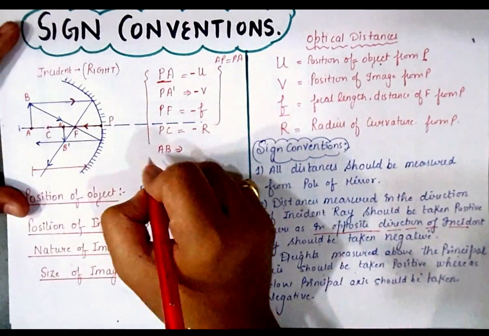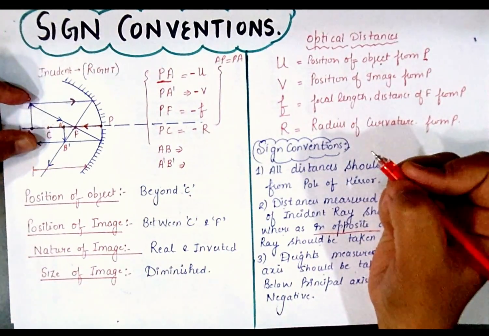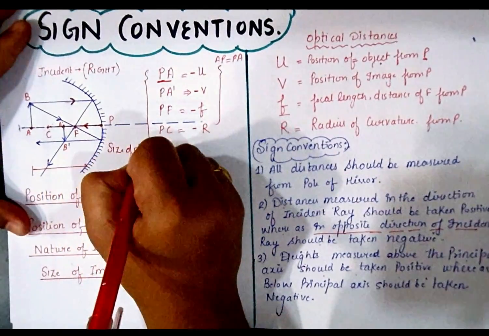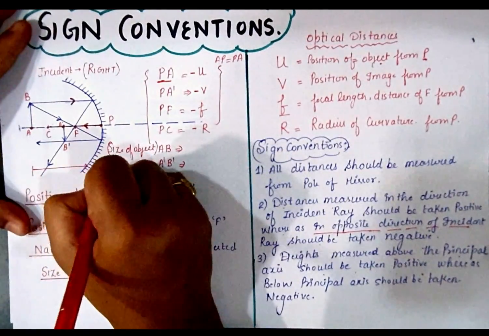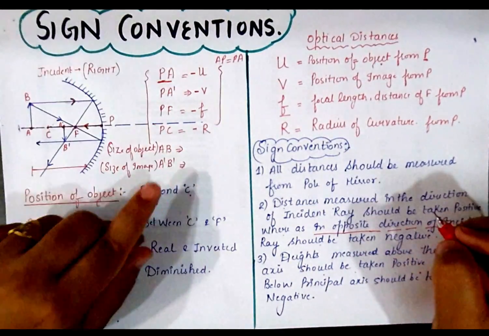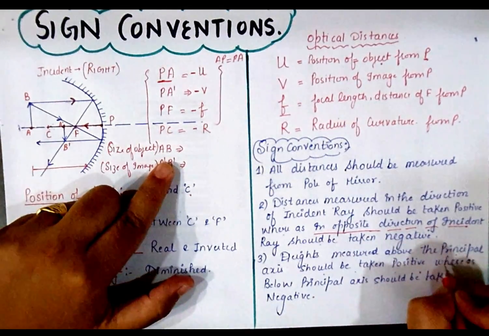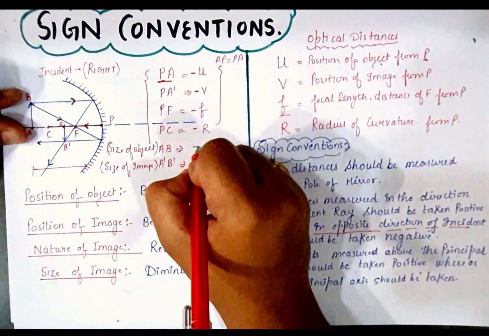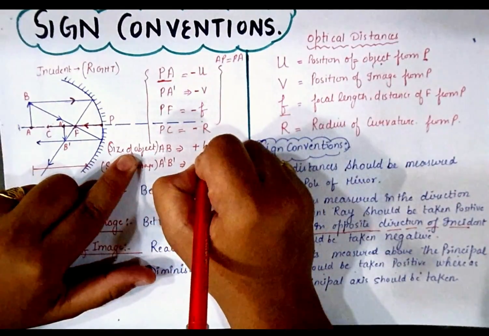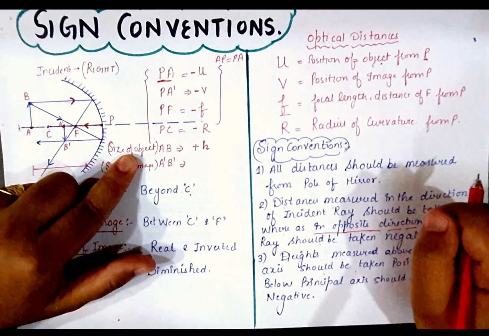Similarly, the height below the principal axis, that is A dash B dash. Here AB is the size of the object, so let me write here, it is the size of the object. Here A dash B dash is the size of the image. Now, according to my sign convention, heights measured above the principal axis should be taken positive. So AB should be taken positive. If I have to label it, let me label it with the symbol H. So here H stands for size of the object.